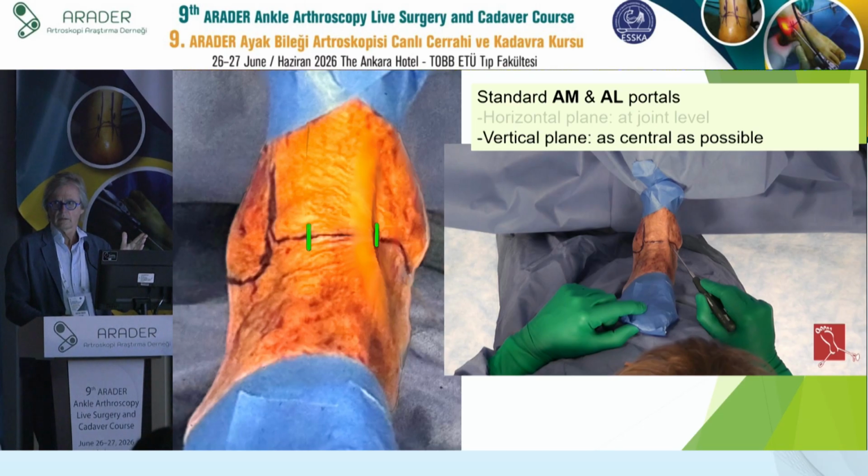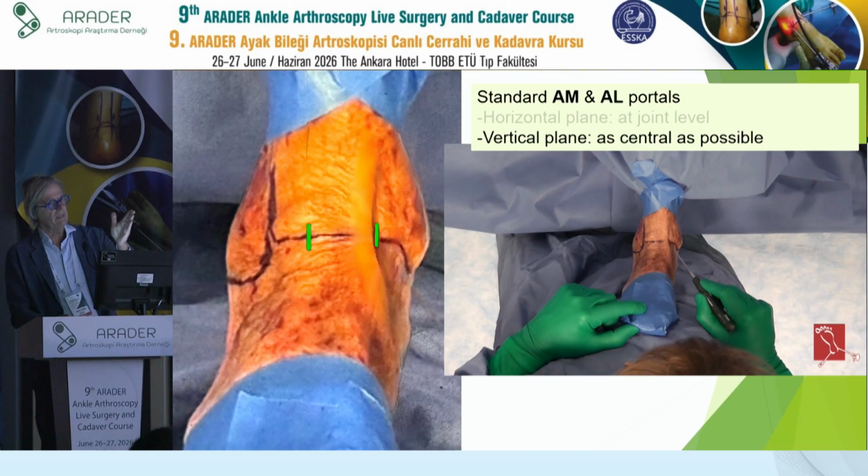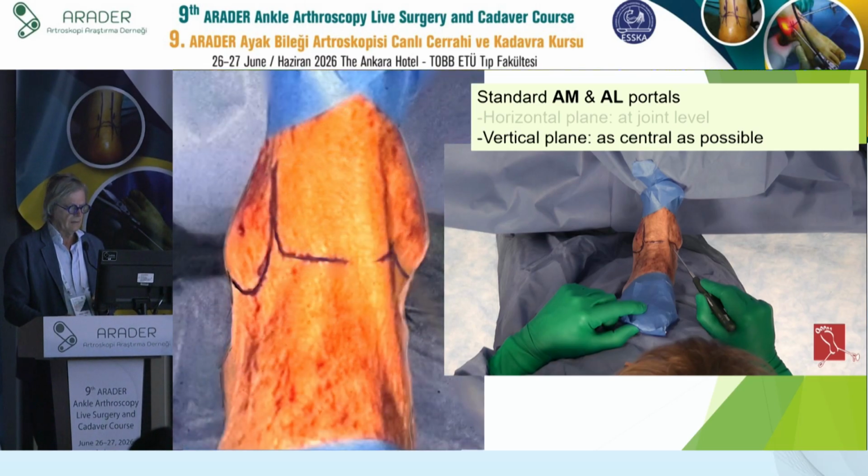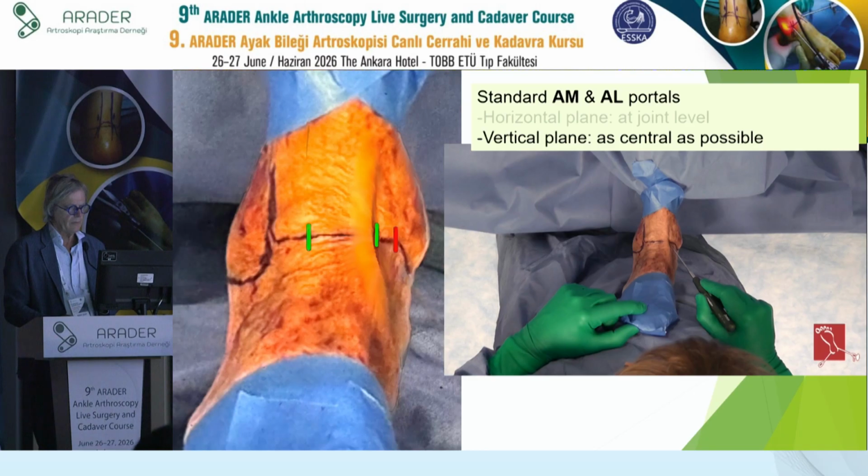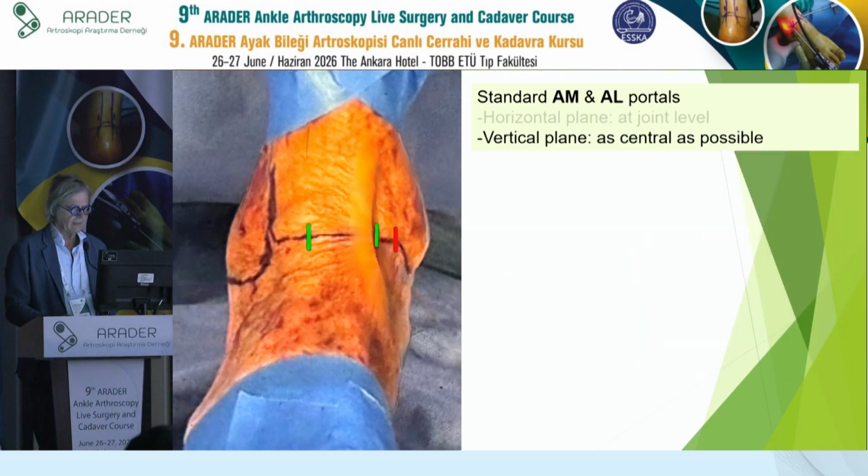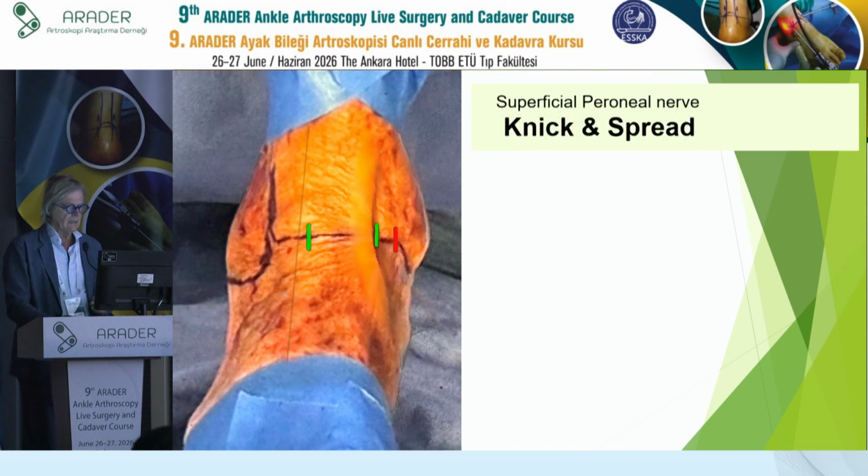Yeah? That's why you cannot do it. You can do it in distraction, but that means that your portal will be too medial. This is in plantar flexion, anterior tibial tendon moves your portal too far medial. So make it in dorsiflexion in order to be able to see the ATFL and treat the ATFL.